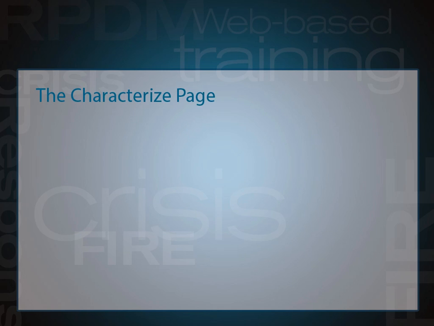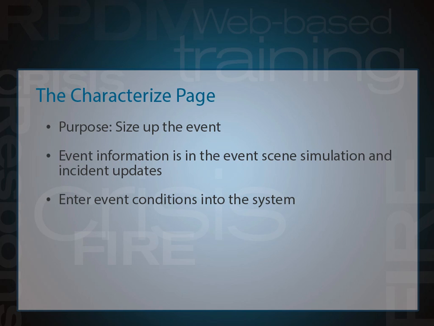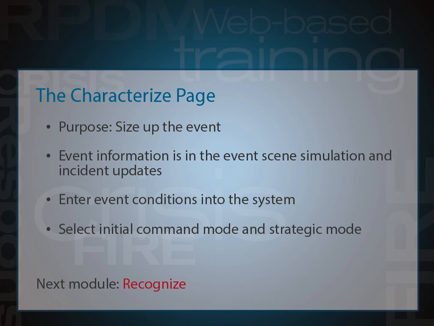As a quick recap, the purpose of the Characterize step is to size up event conditions. In the virtual world of AlphaACT Fire, you'll find that information in the event scene simulation and in the incident updates that come in as audio messages. You'll enter the event conditions you see into the system, and you'll also select the initial command mode and strategic mode for tackling this event. In the next module, we'll learn about the second step of the decision process, Recognize.